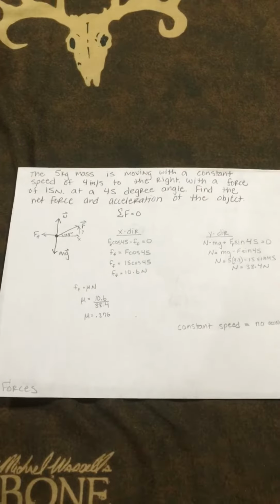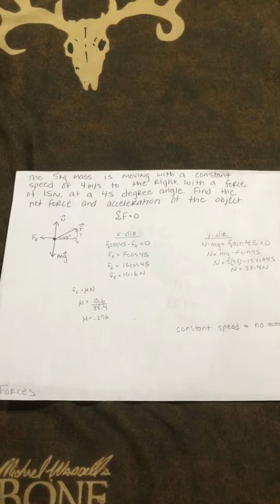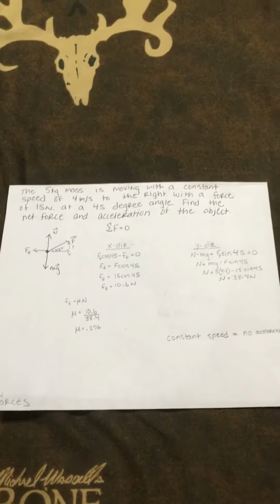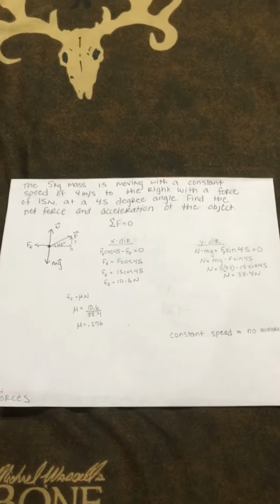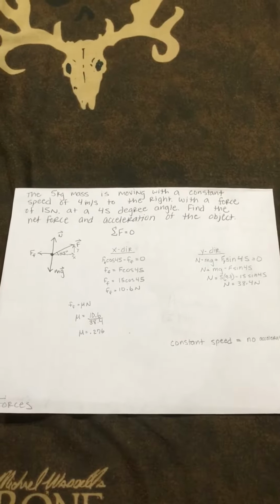Here is our forces problem. The 5 kilogram mass is moving with a constant speed of 4 meters per second to the right with a force of 15 newtons at a 45-degree angle. Find the net force and acceleration of the object.